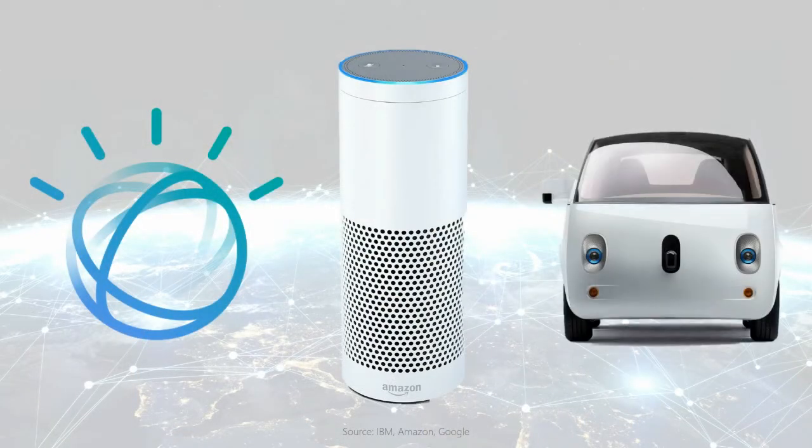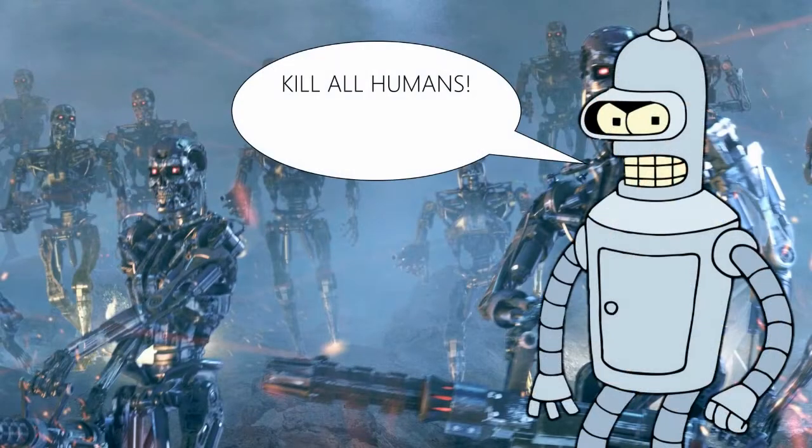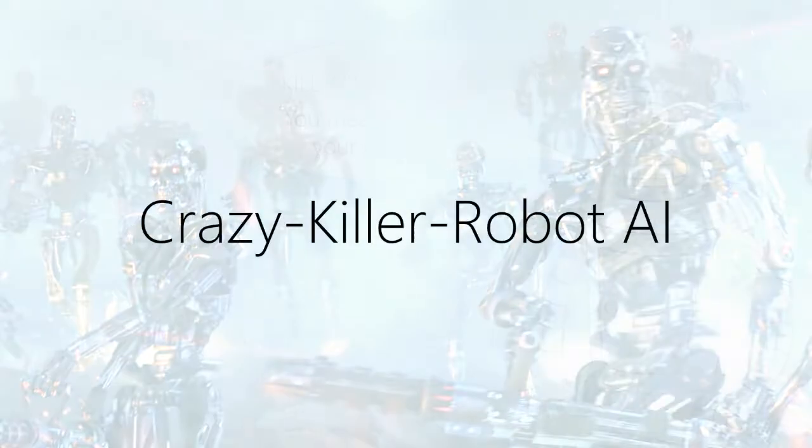Things like IBM's Watson, Amazon Alexa, and Google's self-driving car, okay? This is what we refer to as artificial narrow intelligence, or narrow AI. It's a type of modern AI that's designed to solve a very narrow set of specific problems. And just for fun, how many of you all think of crazy killer robots hell-bent on destroying all of the humans on Earth? Okay, this is what we call crazy killer robot AI, for obvious reasons, because they're crazy and want to kill all the humans.